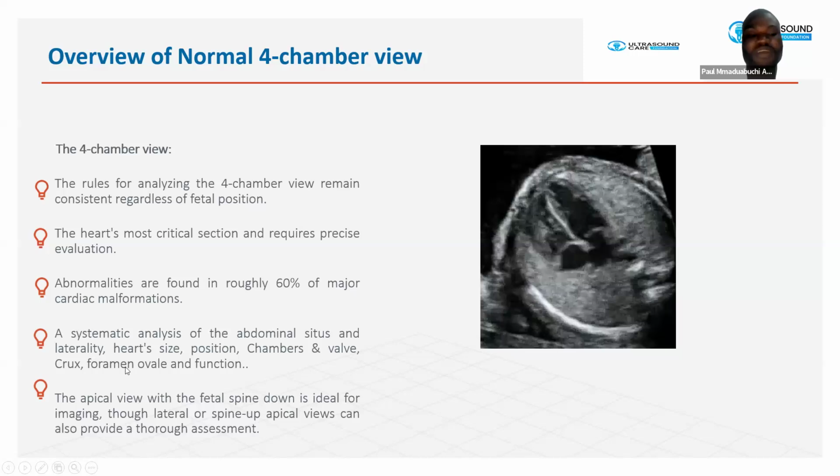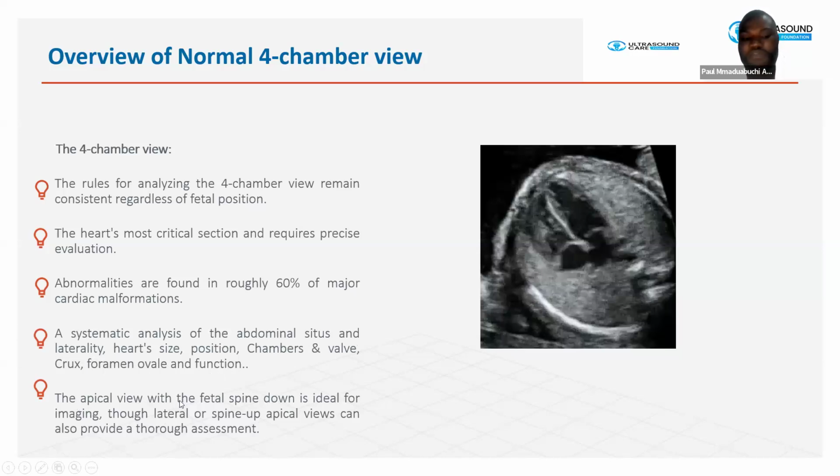For the fetal 4-chamber, you start first by imaging the abdominal situs and the laterality. Here you have to verify the visceral organs, how they are lying. You also look at the laterality, which is the presentation of the fetus. You also look at the heart size, the position, the chambers and valves, the foramen ovale, and the function.